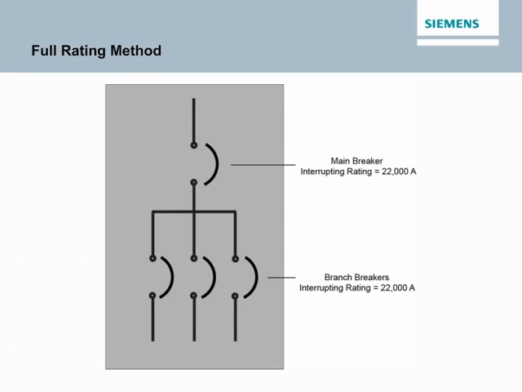For single-family homes, the available fault current normally does not exceed 10,000 amps. This makes it inexpensive to use the full rating method. For commercial applications, the available fault current often exceeds 10,000 amps. For example, when the full rating method is used in the case of a building with 22,000 amps of fault current available at the service entrance, every circuit breaker must have an interrupting rating of at least 22,000 amps as shown in the accompanying illustration.